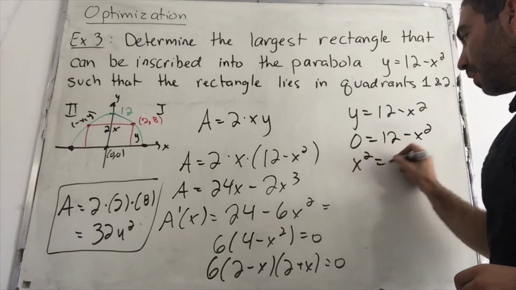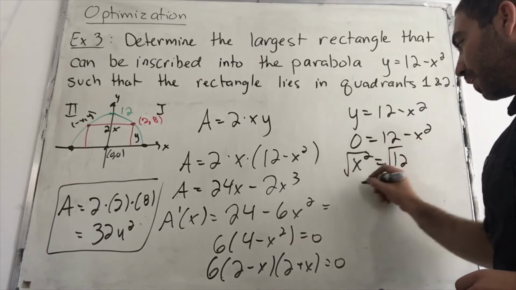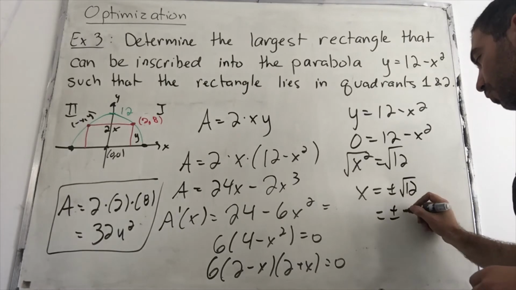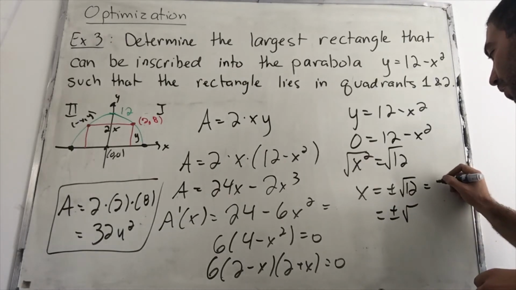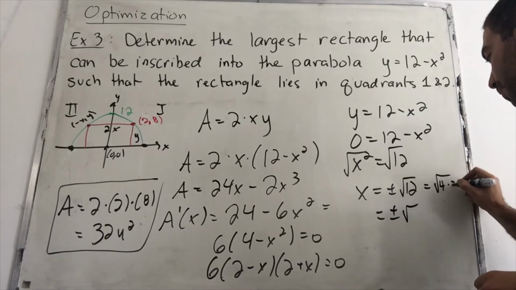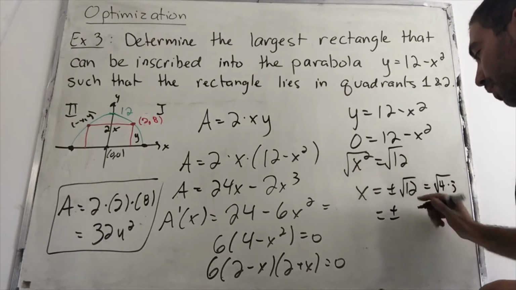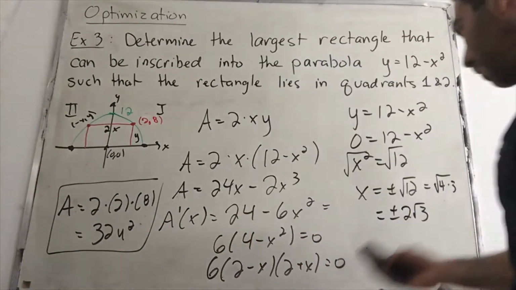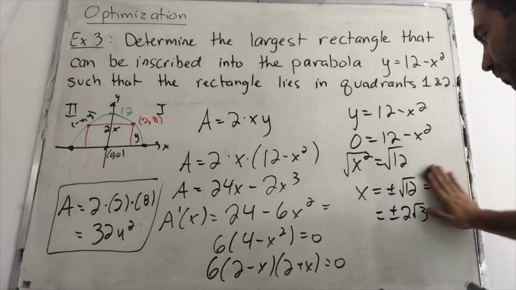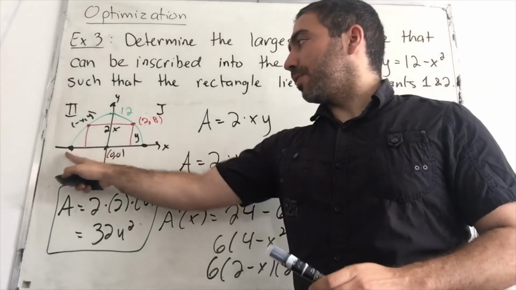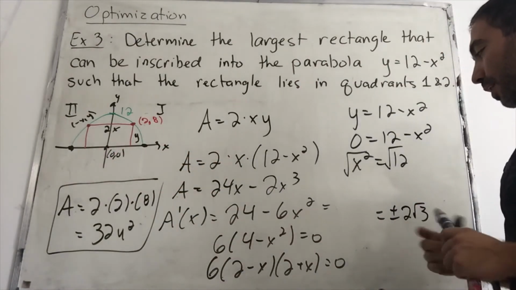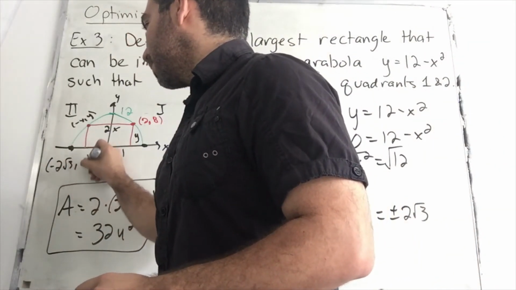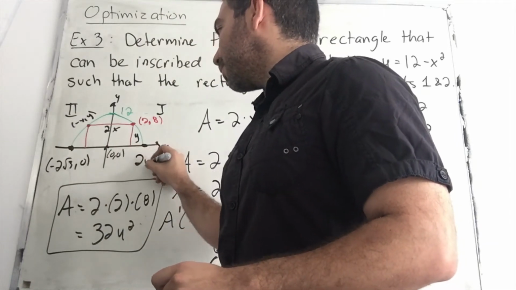We bring over the x squared, we get 12, and then we square root both sides. x equals plus or minus the square root of 12. 12 could be rewritten as the square root of 4 times 3, so we could rewrite this as 2 root 3. Okay, plus or minus 2 root 3. So this is the x value for these 2 points. The coordinate points are negative 2 root 3, comma 0, and positive 2 root 3, comma 0.